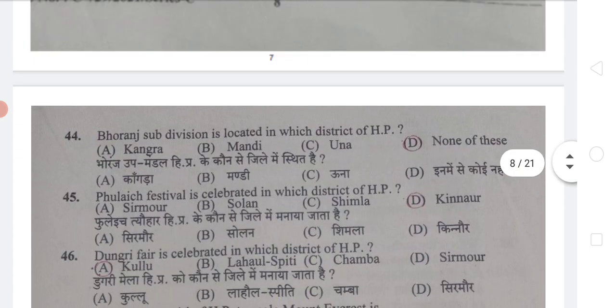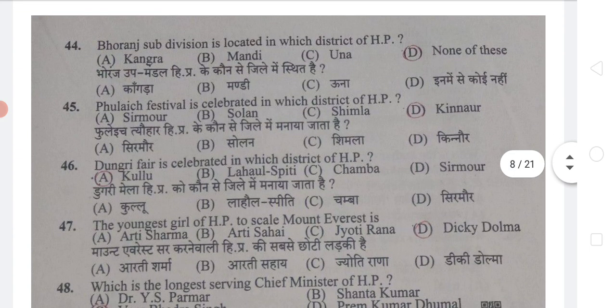C. Chamba. Bhorjan subdivision is located in which district of HP? D. None of these. Bhorjan subdivision Hamirpur में located है. Fulaj festival is celebrated in which district of HP? D. Kinnaur. Dungri fair is celebrated in which district of HP? A. Kulu. The youngest girl of HP to scale Mount Everest is D.